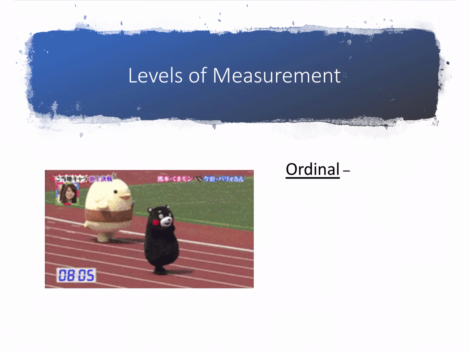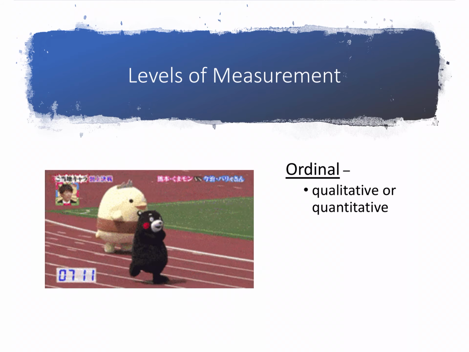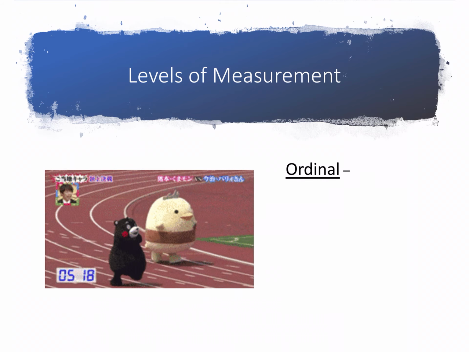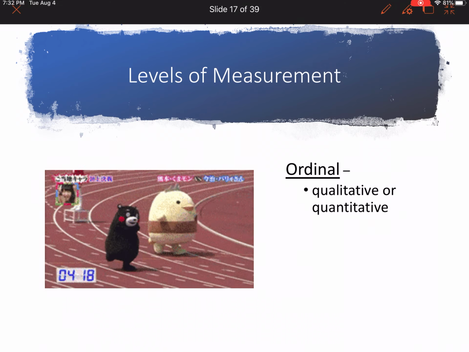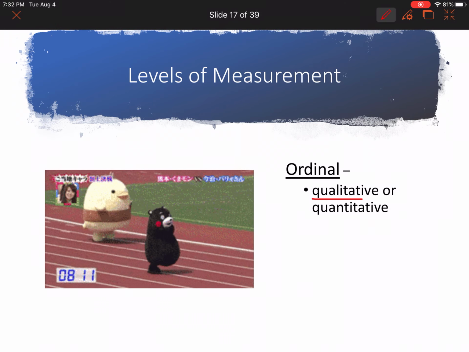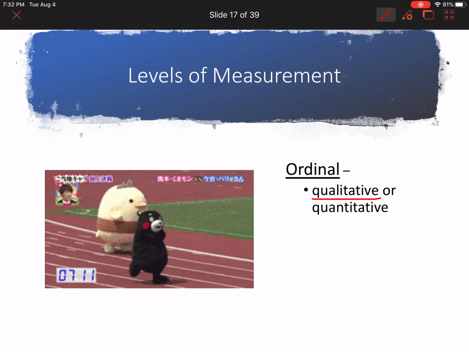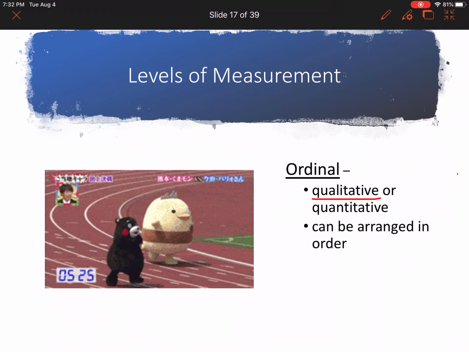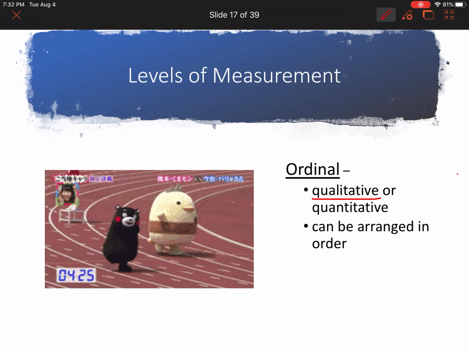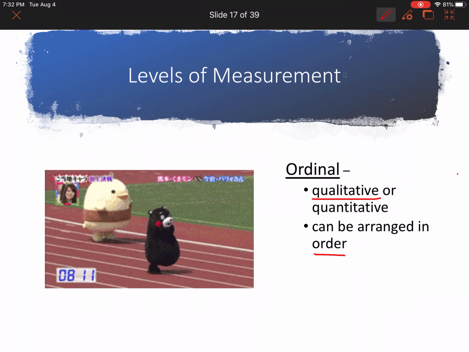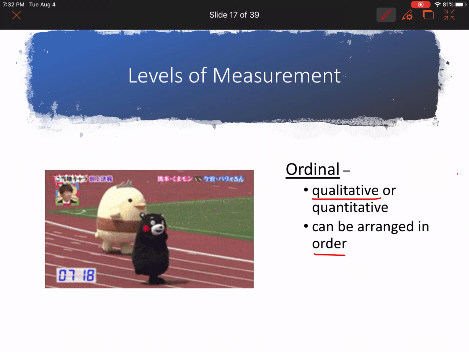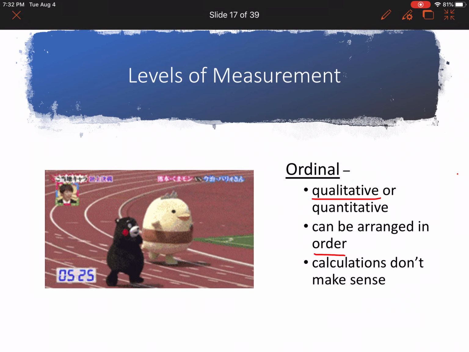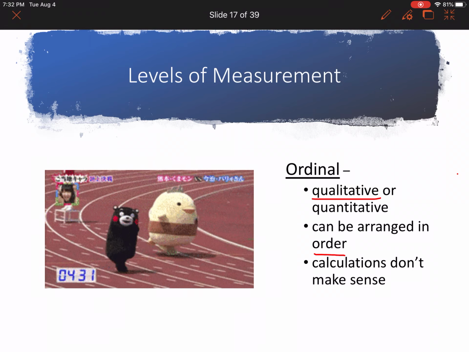Our next level of measurement is called ordinal. So ordinal could be qualitative or quantitative, but most of the time you'll find that it's going to be qualitative. So expect that one, but it could possibly be quantitative. The difference here between ordinal and nominal is that there is an order to it. There's some sort of order that makes sense. It's not just a bunch of colors or a bunch of dog breeds. There's some order that makes sense. But calculations do not make sense.